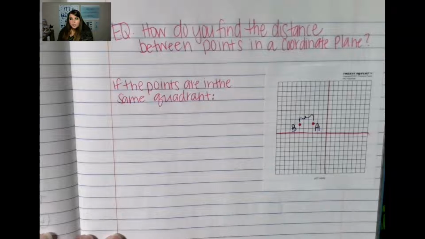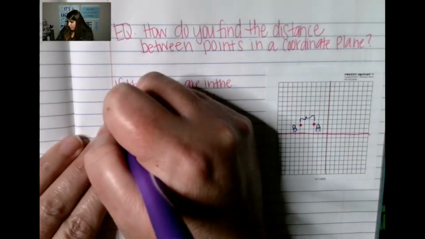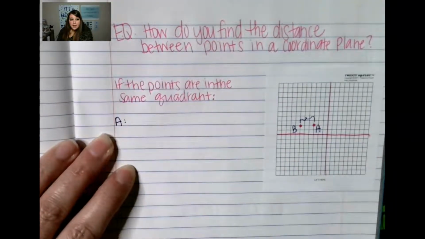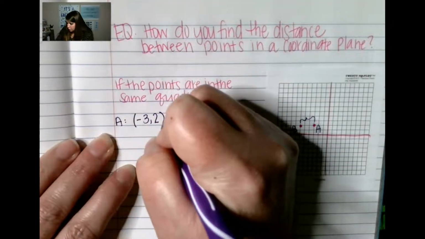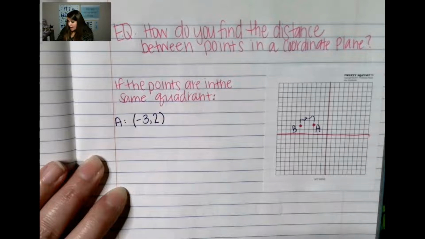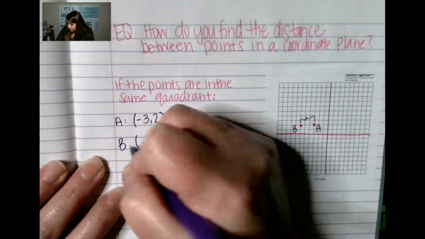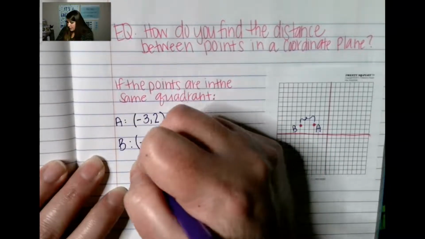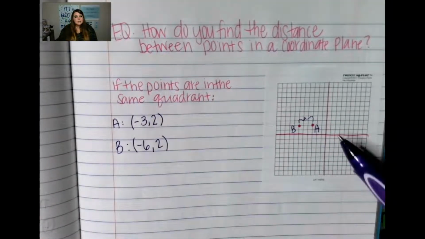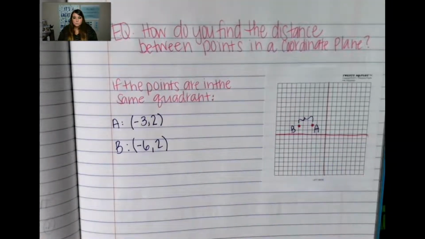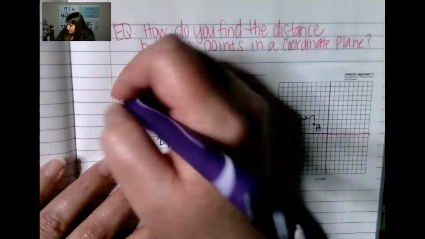Well, we could first look at point A. Point A has an ordered pair of -3, 2. Point B has the ordered pair of -6, 2. Because they're in the same quadrant, we would just look at the absolute value of the two numbers that are different. So look at the numbers that are different.